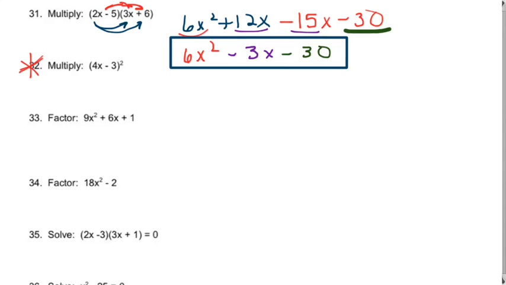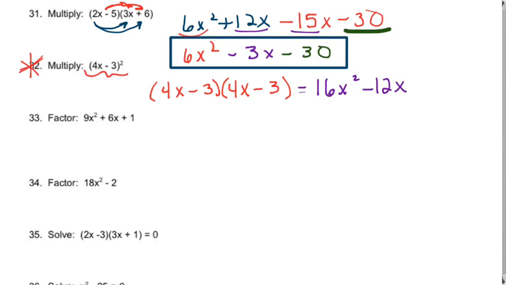32, we'll put a big asterisk by it because a lot of people mess this one up. It's the same as 31, except we have to use the definition of squaring, which means multiply whatever is being squared by itself, which makes this a big FOIL problem. Again, we distribute the 4x, 16x squared minus 12x. We distribute the negative 3, which gives us negative 12x again, plus negative 3 times negative 3, positive 9, giving us a final result here of 16x squared minus 24x plus 9.